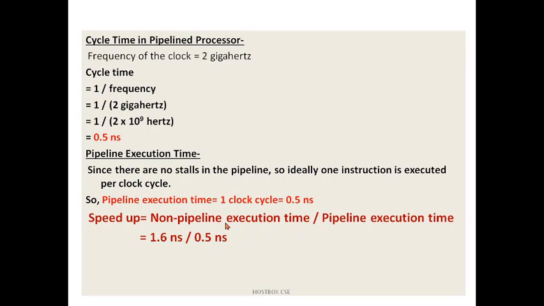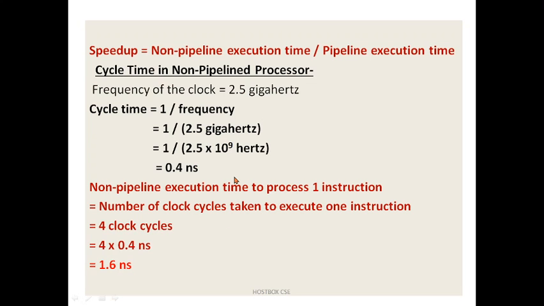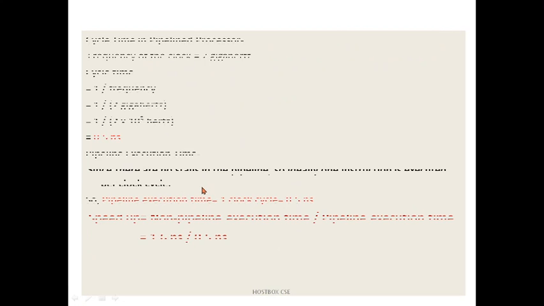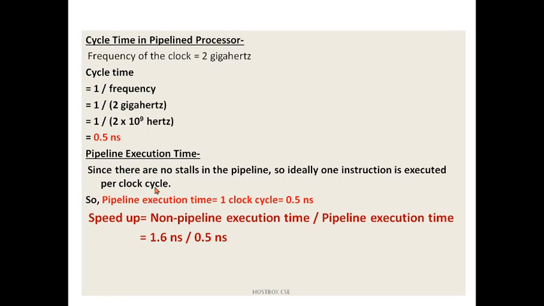So speedup is equal to, what is the formula? Non-pipeline execution time by pipeline execution time. The non-pipeline execution time was 1.6, divided by 0.5, which we have got as the cycle time, so the pipeline execution time is 0.5 nanoseconds only. If you solve, what answer will you get? You will get approximately 3.2.